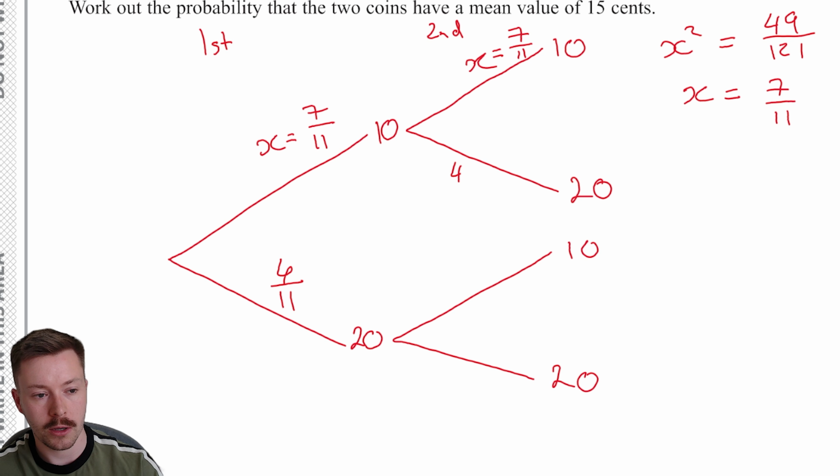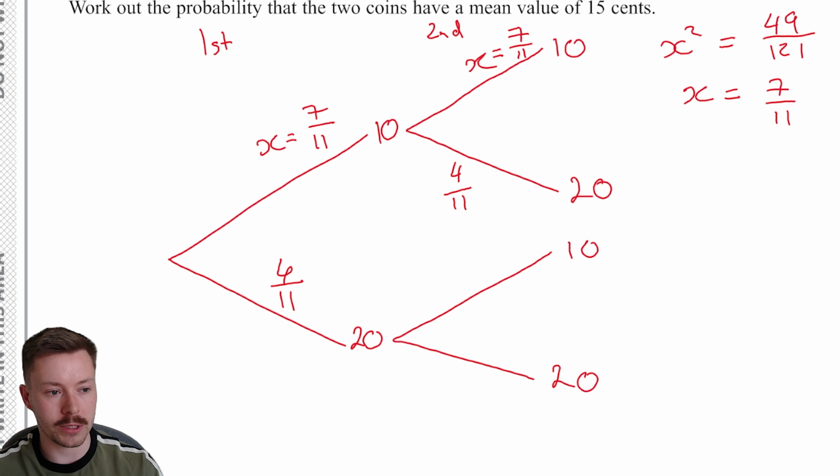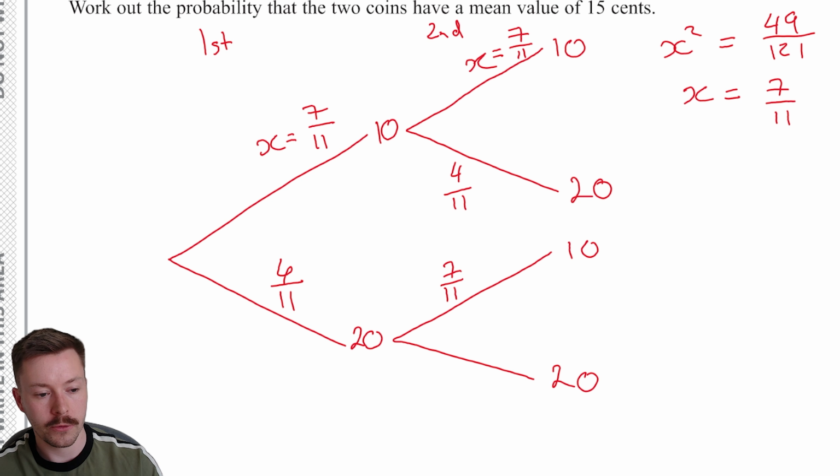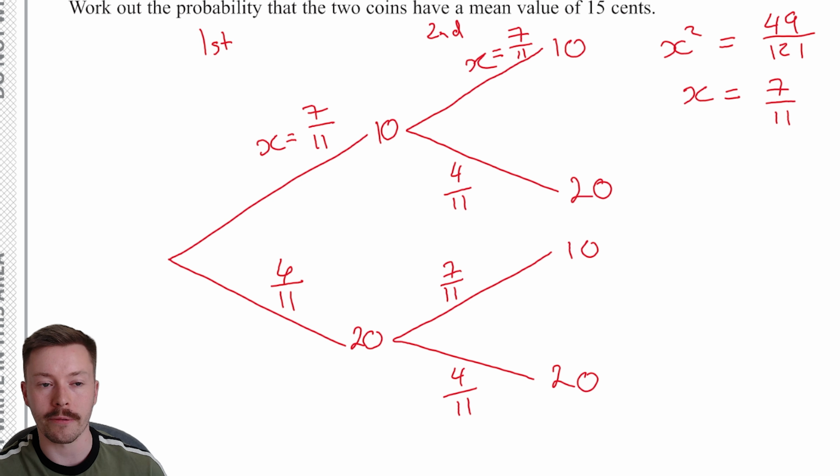So for the 20 up here, it's 4 over 11. For the 10 here is 7 over 11. 20 here is 4 over 11. Now, the last line of the question tells us to work out the probability the two coins have a mean value of 15 cents. Now, to get a mean value of 15, we would have to have one coin with a value of 10 cents and one coin with a value of 20.